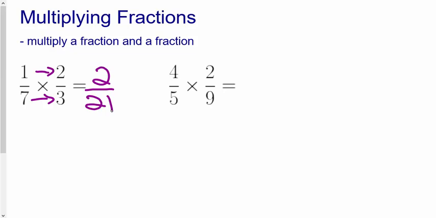4/5 times 2/9, our next problem. Again, I'm going to multiply my numerators together. 4 times 2 is 8. And I'm going to multiply my denominators together. 5 times 9 is 45. Okay, and that is how we multiply with fractions.